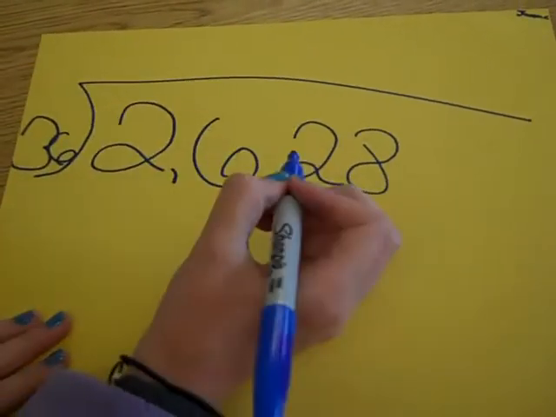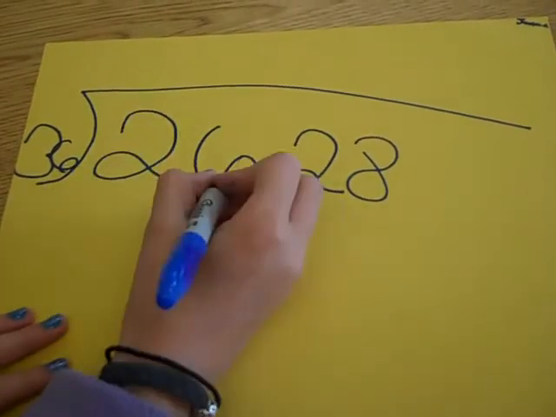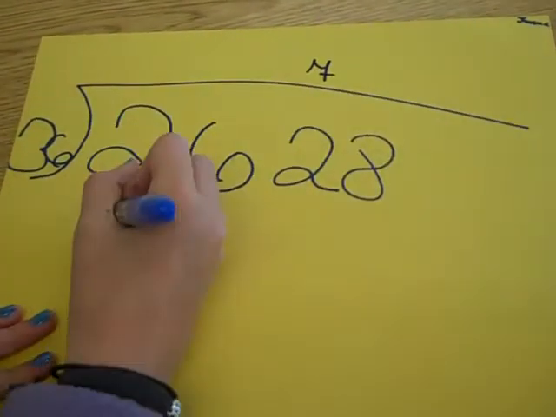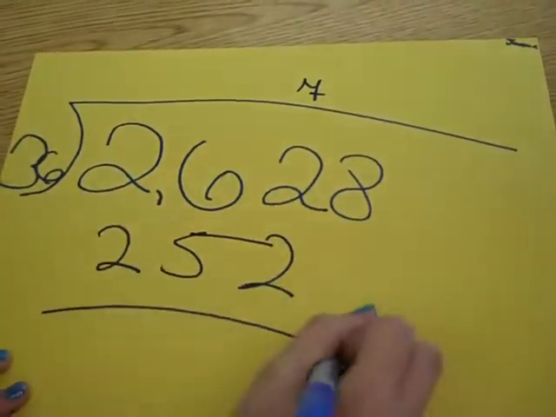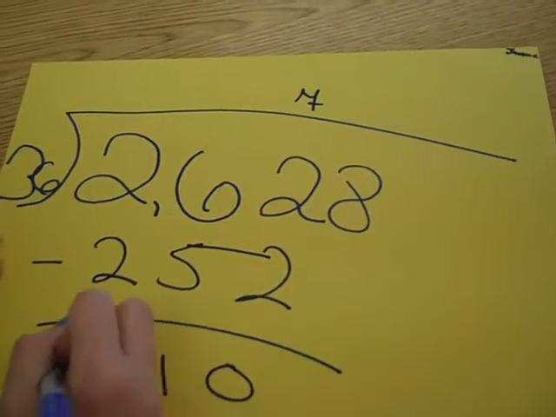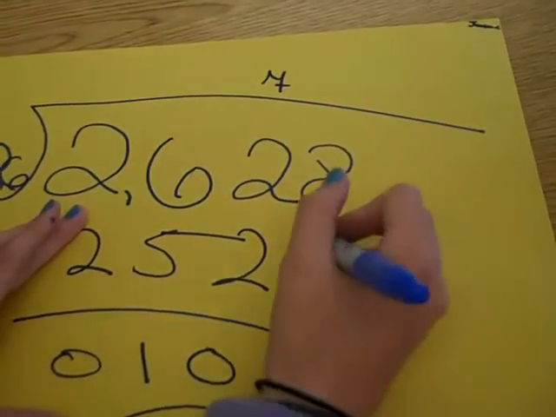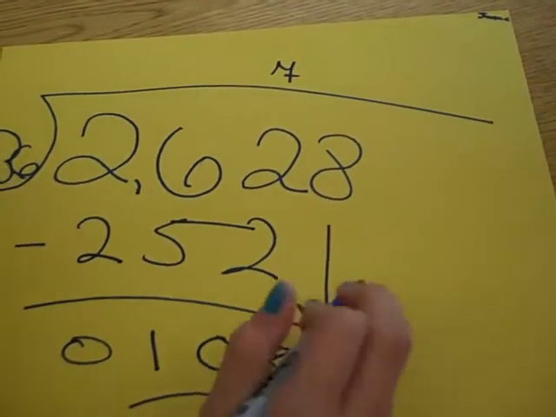36 times 7 equals 252, and that's as close as you can get. So you would write 7, and then you would subtract 252 and you would get 10. You can't subtract any more, there's a 0 there, so it's 10. Then you bring down the 8, making 108.